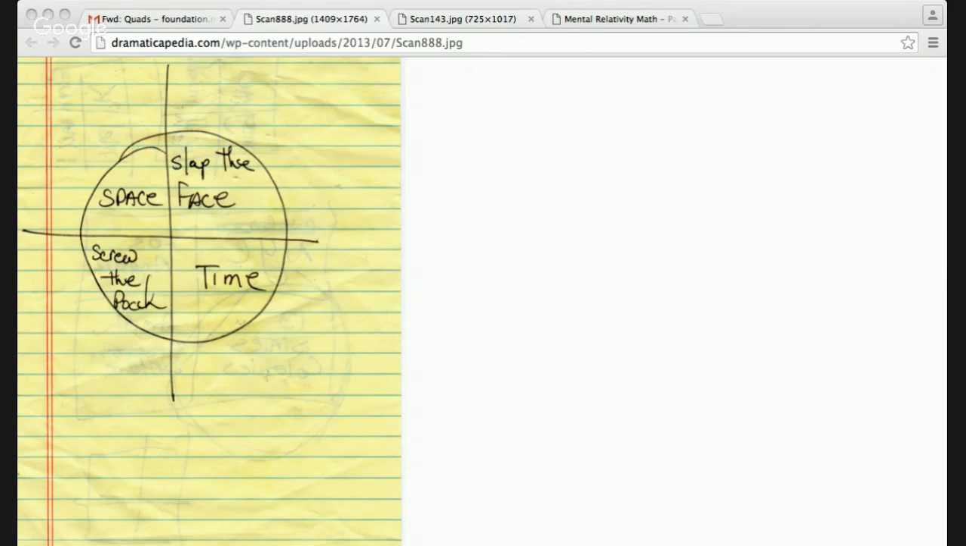That's what she thought after I had given her the explanation. If you can't read it, it says time in the lower right, space in the upper left. She got that part right. Then the upper right one says slap the face, and the lower left one says screw the pooch. So she'd had enough about quads at that point, and the conversation sort of died from there.